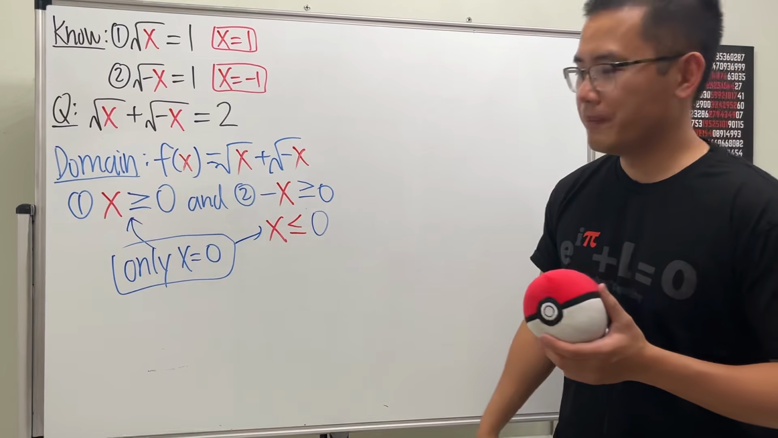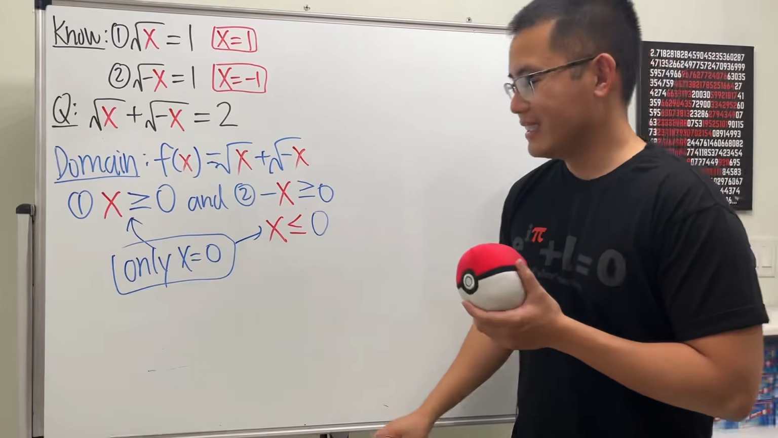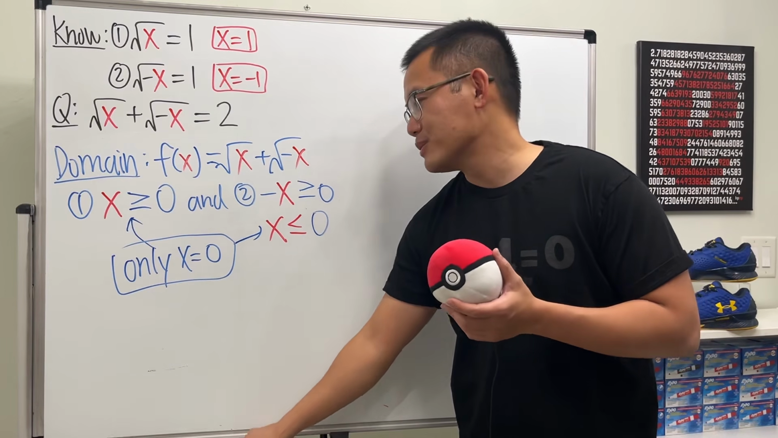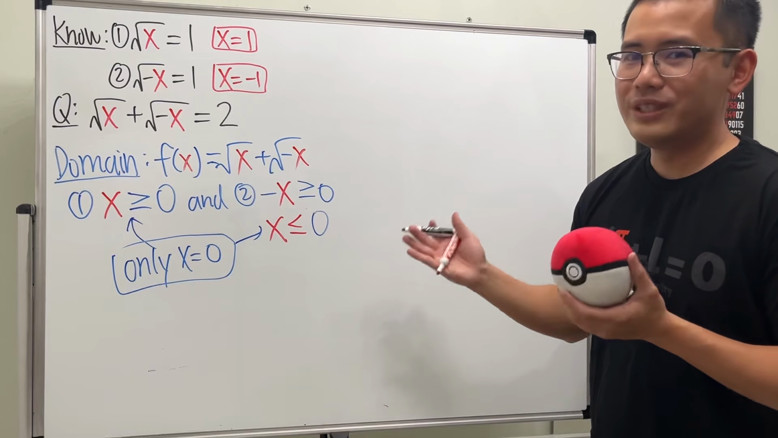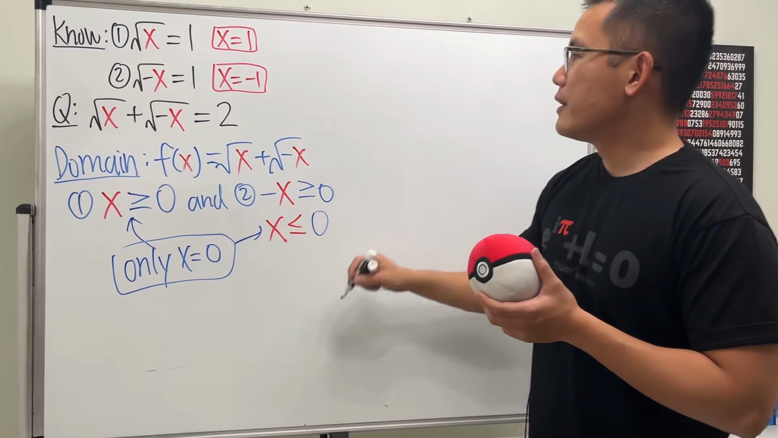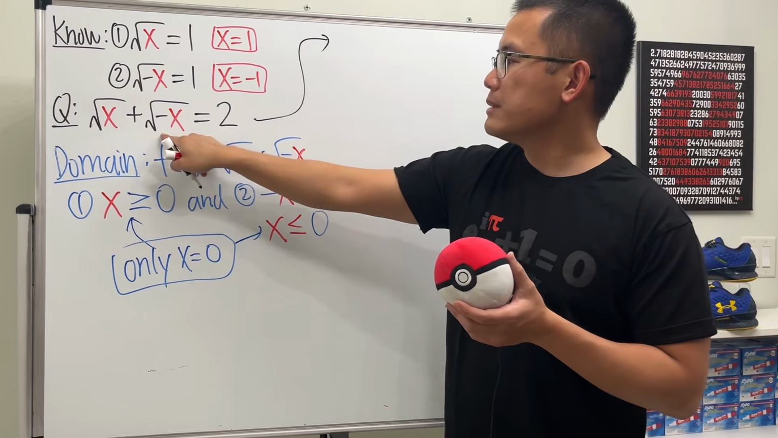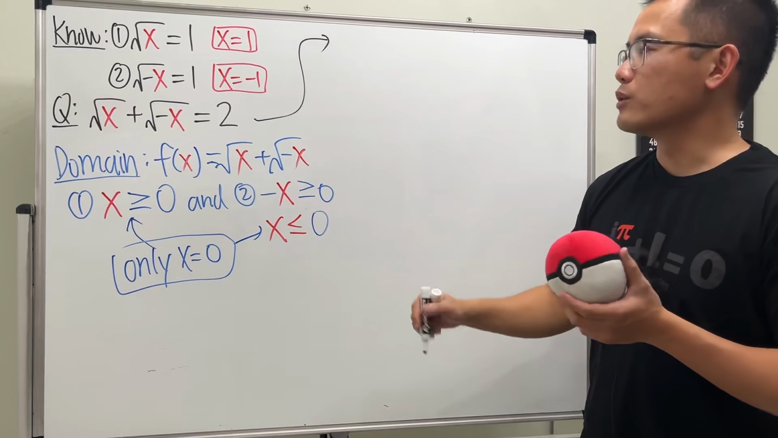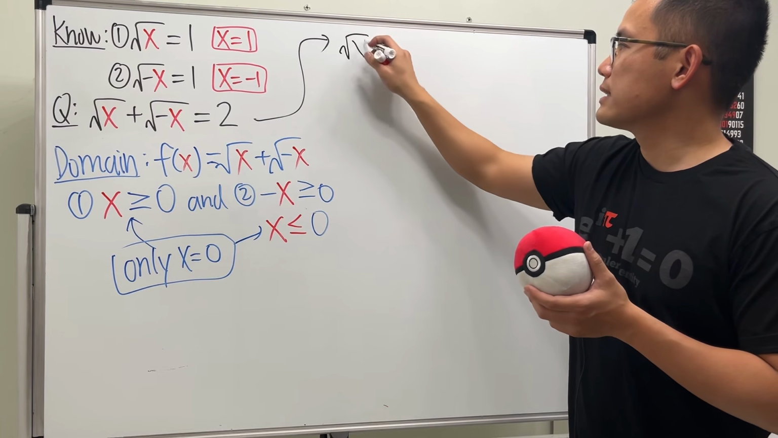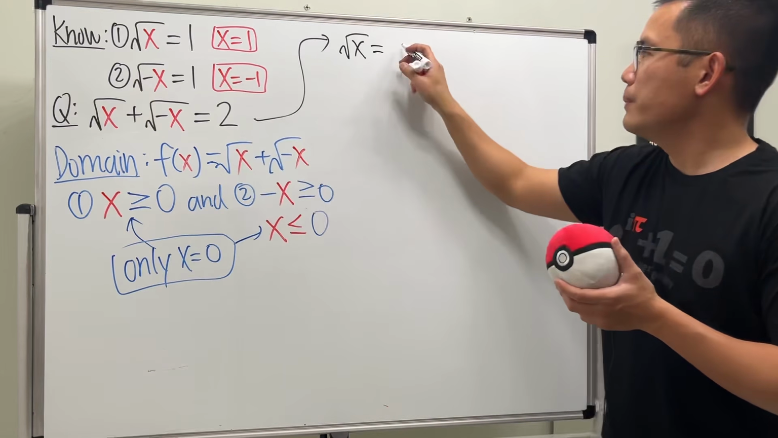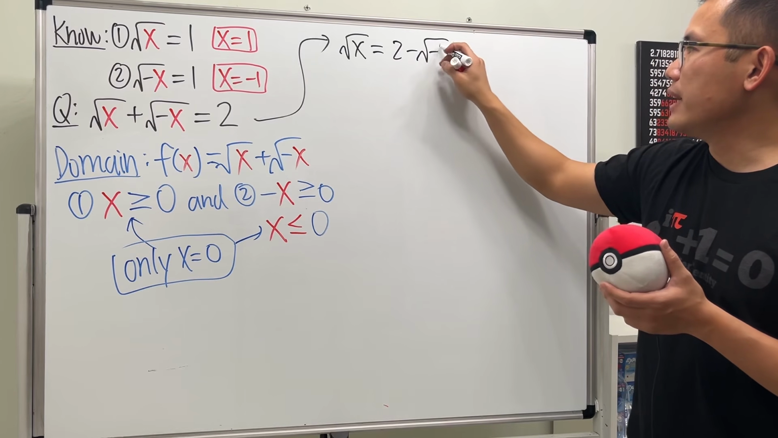Yeah. So there's no way for us to get to... That's it for the video. No, just kidding, of course. As I said, we are going to find the complex solutions. So here we go. Let's do the usual thing. Perhaps let's move this to the other side so that we can square both sides. We are looking at square root of x being equal to 2 minus square root of negative x.